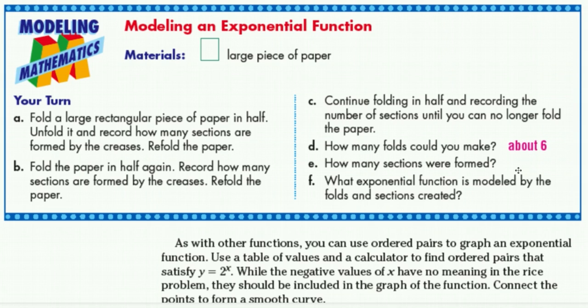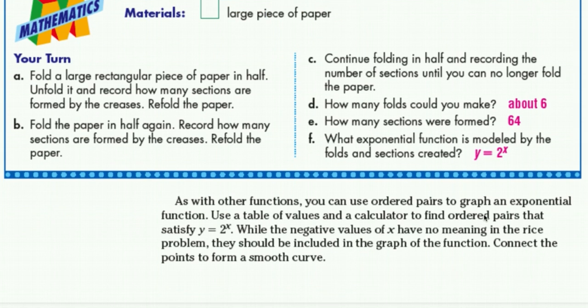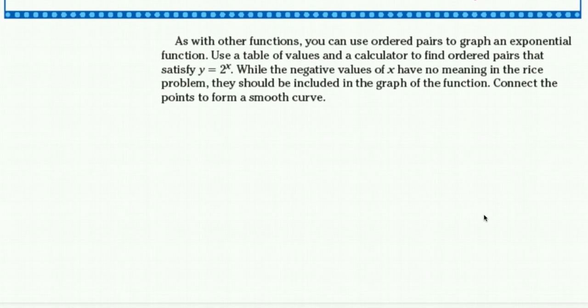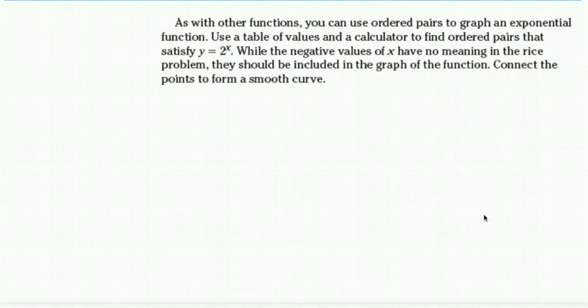It's about probably 6. Okay. And if you do that, how many sections were formed when you fold it 6 times? It'll be around 64. Okay, so what exponential growth is modeled by the folds and the section created? Again, just like the rice, it's going to be y equals 2 to the x power, just like the one that we saw on the video. It's interesting how a piece of paper can reach you to the moon.